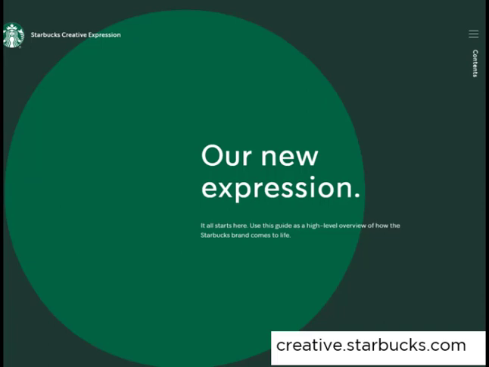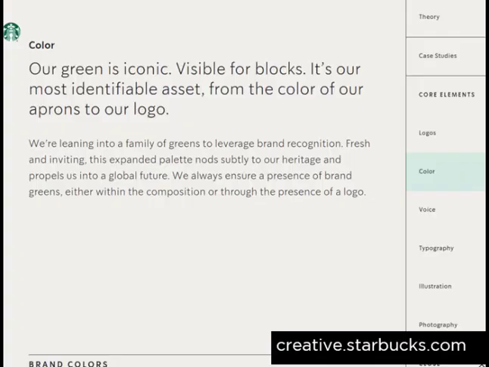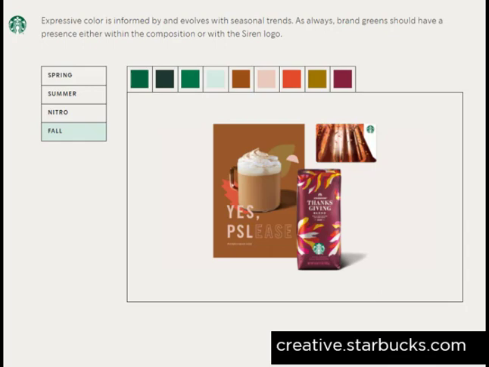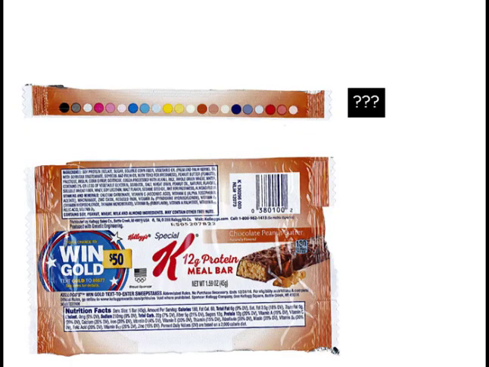For instance, Starbucks standards are available at creative.starbucks.com, in which they introduce and situate their primary green, along with their brand standard primary colors and their expressive colors. And remember this is the food bar wrapper, which I argued was a cultural artifact back during our first week of class. Do you know what these dots on the label mean? Have you ever noticed these on packaging?